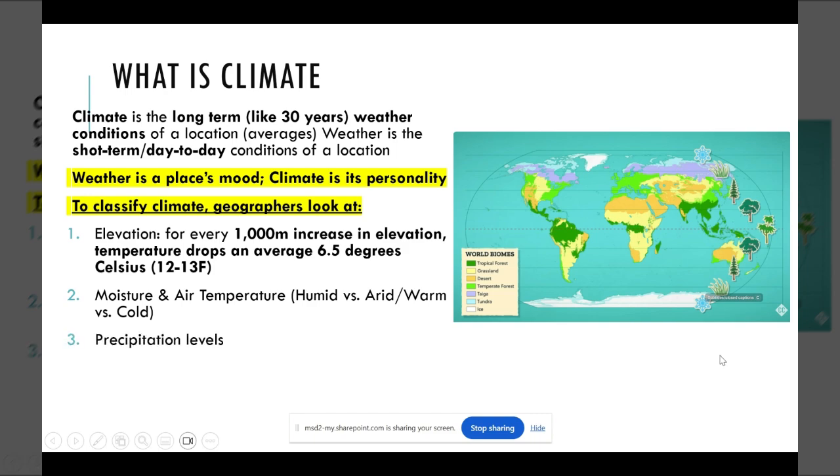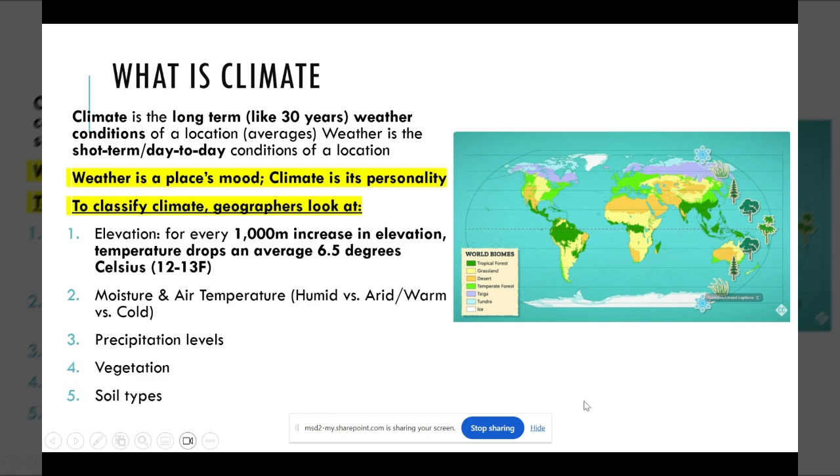Precipitation levels. Again, arid conditions, desert conditions versus more forest or tropical forest conditions. So how much precipitation an area gets, which is again related to moisture in the air and also somewhat to temperature. Vegetation, what types of vegetation are in an area. And again, that's all going to be related to the climate, but then the climate's classified based on its vegetation. And then soil types as well, the types of soil that you can find.